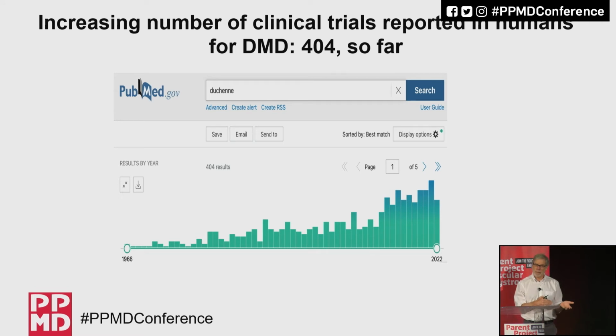This is where we're headed, and this is very exciting. So if you put into PubMed the word Duchenne, which is Duchenne muscular dystrophy, there's 404 publications that are publishing clinical trial results, or they might be in the middle of a clinical trial, but it's actually a very impressive number. There's dozens published every year, and this is growing at an increasing rate every year.